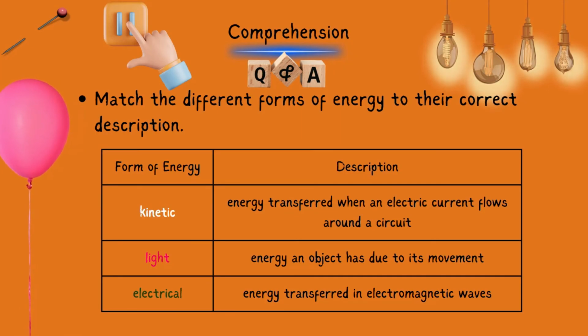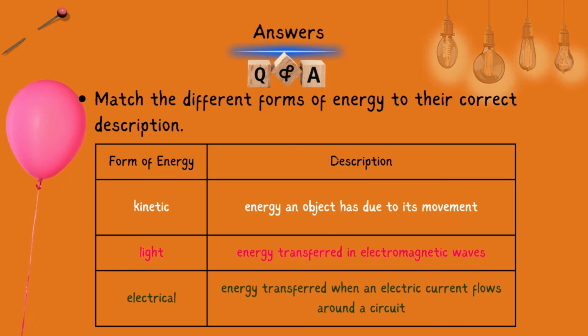Comprehension. Match the different forms of energy to their correct description. You may pause the video to answer these questions. Correct. Kinetic energy is energy an object has due to its movement. Light energy is energy transferred in electromagnetic waves, known as light waves. And electrical energy is energy transferred when an electric current flows around a circuit.